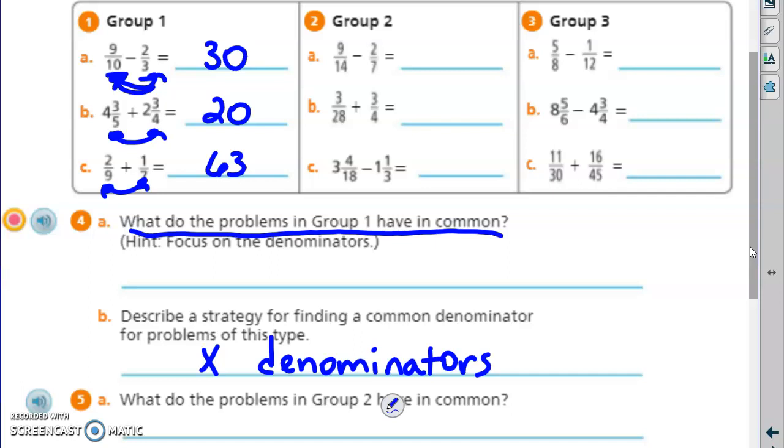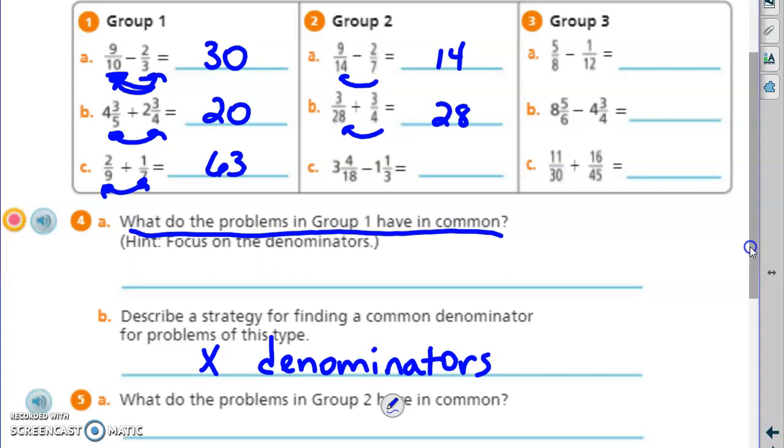Okay, take a look at group 2. What would be the common denominator for 7 and 14? Well, first we're going to see, does 7 go into 14? Yes, that's our common denominator. How about 4 and 28? Ugh, I don't like those numbers. But 4 goes into 28 7 times. 4 times 7 is 28. 28 is my common denominator.